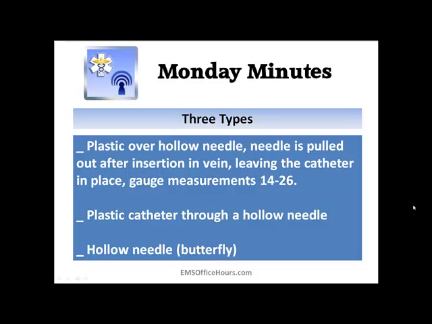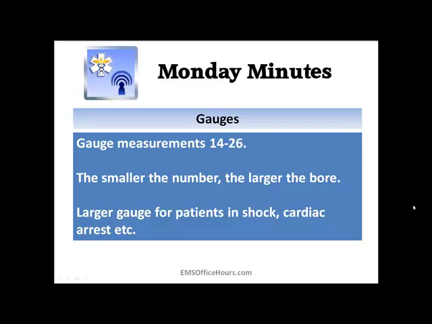Gauges, again, I mentioned before. All right, the measurements usually 14 to 26. For EMS, we usually stop at 24. Right? I don't think I've ever used a 24 gauge needle myself, but I'm sure there are times when that has happened. Again, mainly for pediatric patients. Nowadays, when you start IVs on patients, especially pediatrics, a lot of times you're going with the IO, right? And you're not really worried about that 22 or 24 gauge if you got to get IV access on a pediatric patient. Okay, but no, this is just general knowledge type stuff.